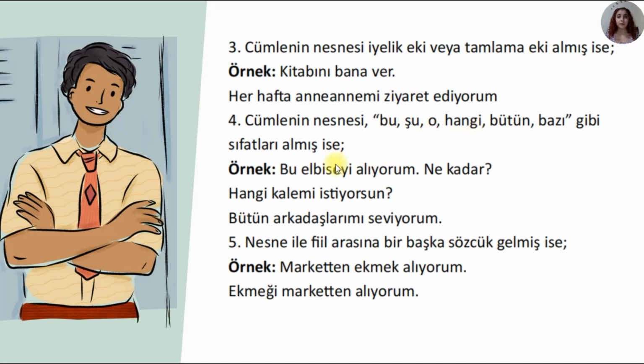And here you will see bu elbiseyi alıyorum. Again, I'm buying this dress. Bu elbise. Bu is one of the cues for us. There is an accusative case here. Bu elbiseyi alıyorum. Ne kadar? How much is it? I'm buying this dress. Hangi kalemi istiyorsun? Hangi? It is which. And which pencil do you want? Hangi kalemi istiyorsun?